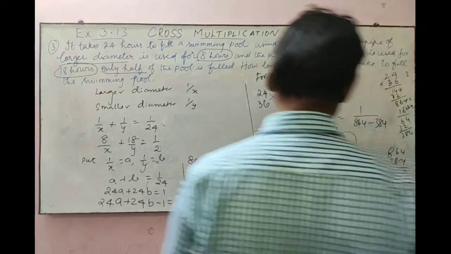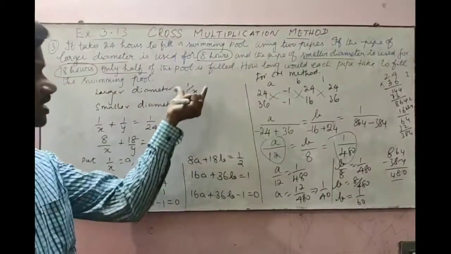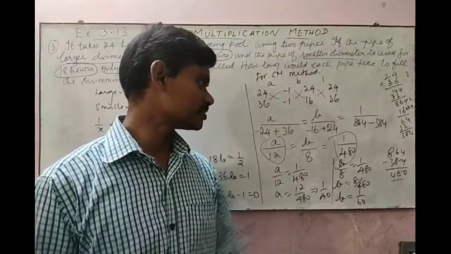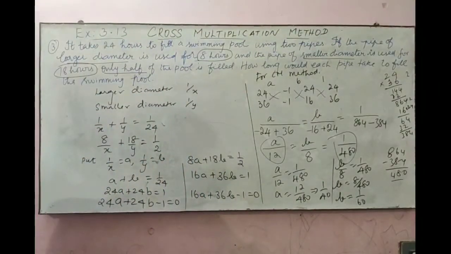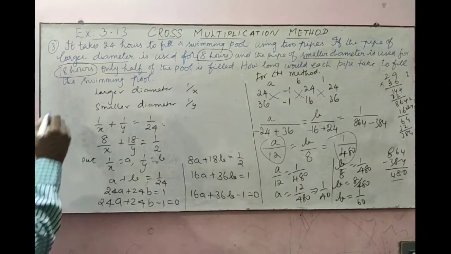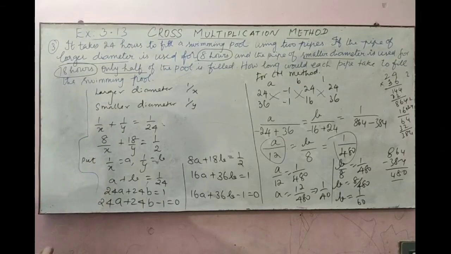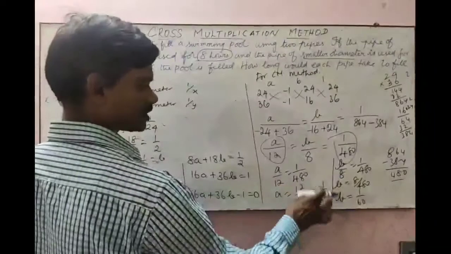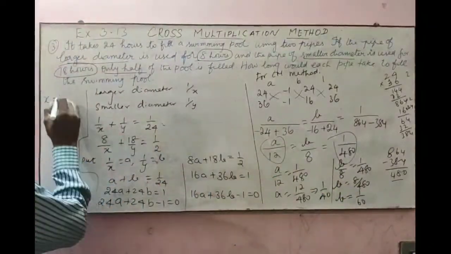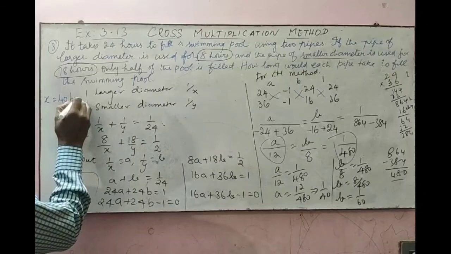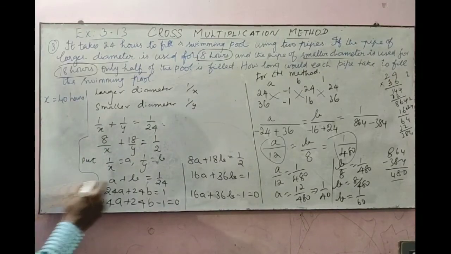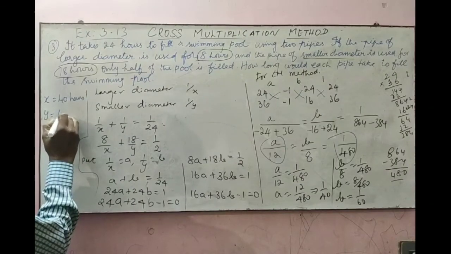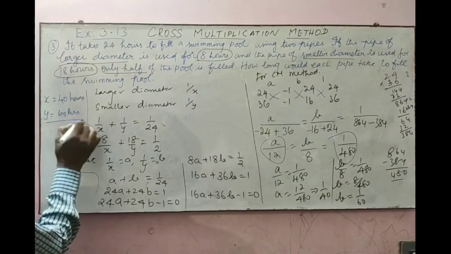So therefore, here we consider the variable as x, but we arrive at the answer as A and B. So we have to convert this in terms of x. So what is the value of x? The x is equal to, you have to make the inverse of this. 1 by 40 becomes 40. So the time taken for the larger pipe is 40 hours and the smaller pipe is 60 hours. So this is the answer.